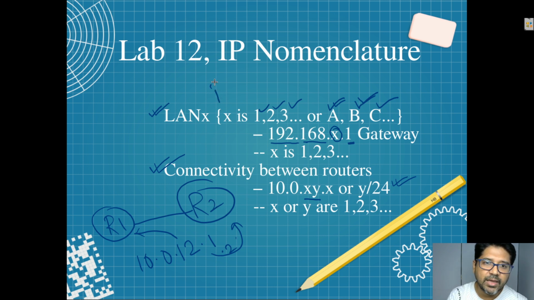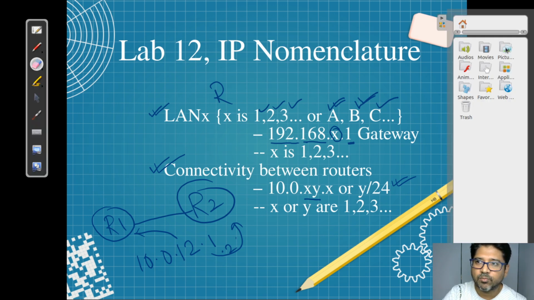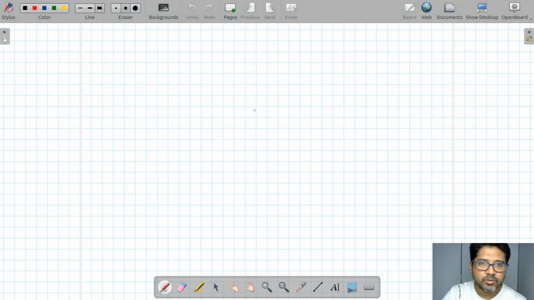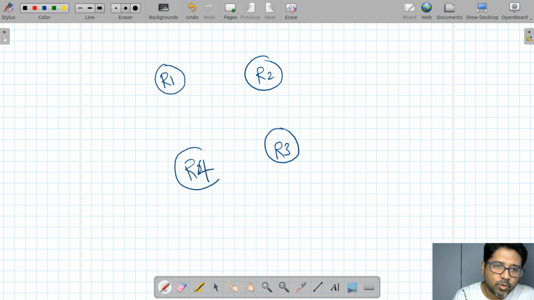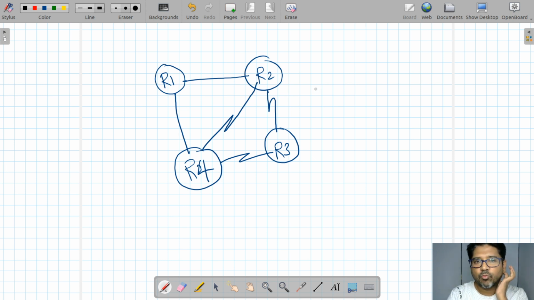Same way, if we have, let me take the whiteboard, that will be more clear. Suppose let me draw one topology, so that if we have R1, R2, R3 and R4, this is the topology, and I want to assign IPs. By looking at this I can say what the IP will be, and we have this connectivity. So what will be the IP?